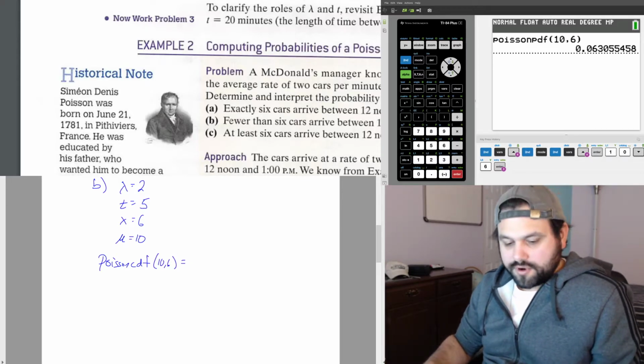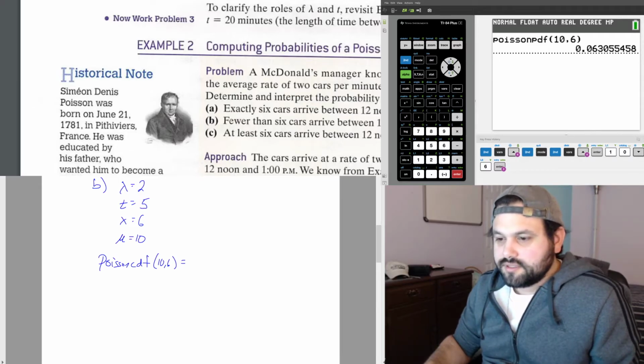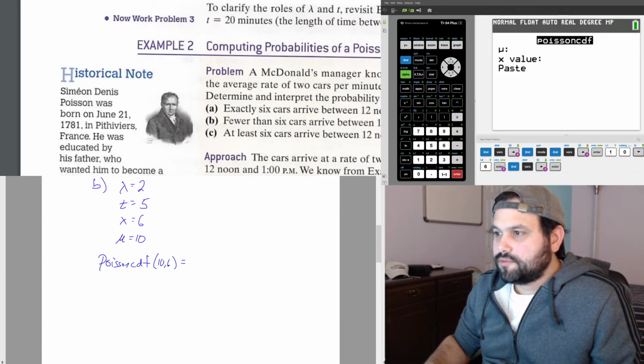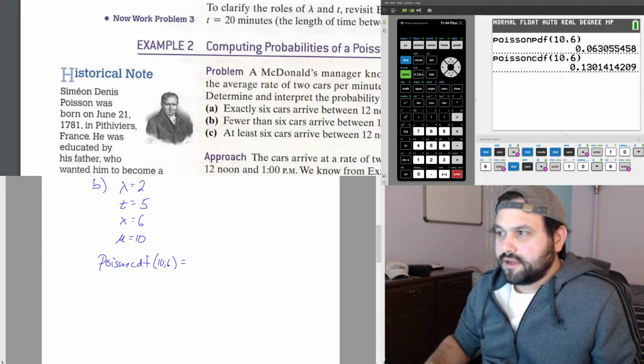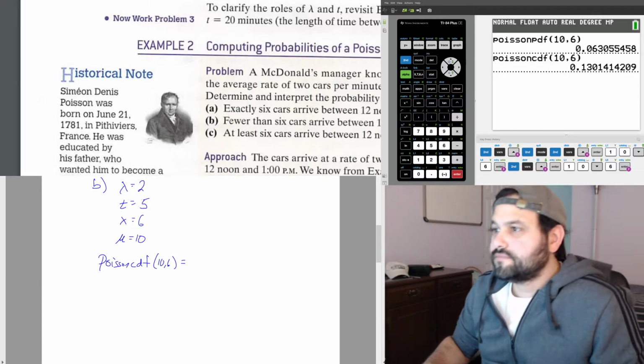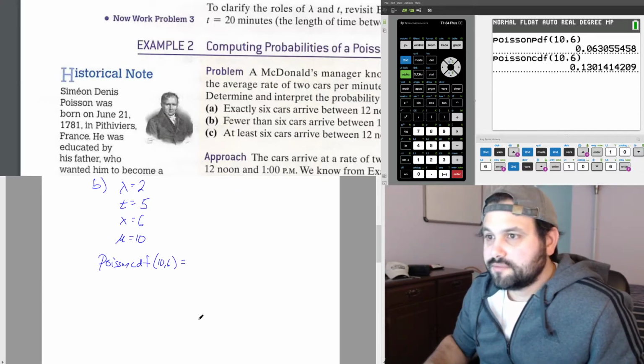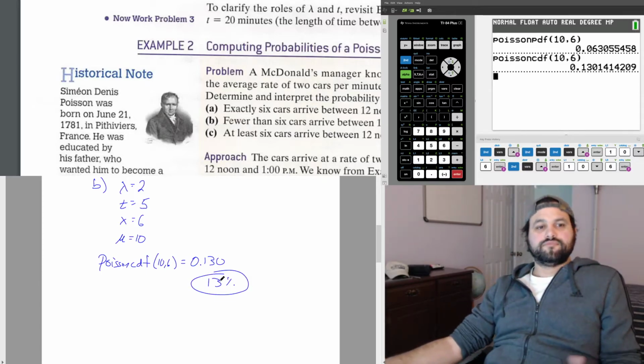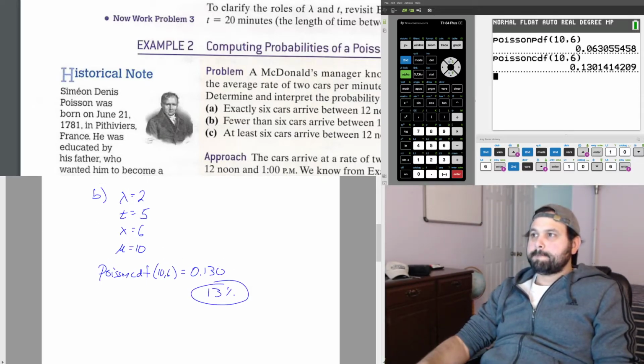And what we're going to do is plug all that in. So Poisson CDF, mu is 10, x value is 6, and there's our probability. So about 13%. So it turned out to be something like this, and so we get about 13% probability. Okay?